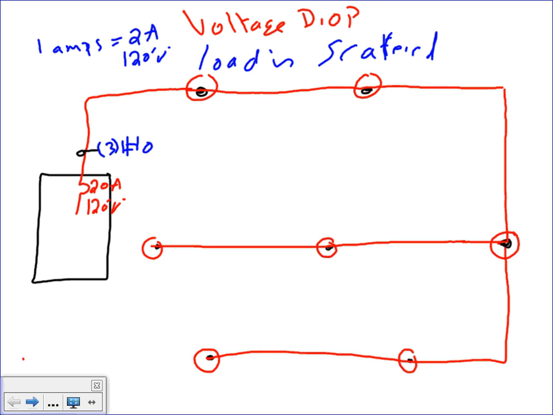Any question, guys? Okay, so let's establish right at this point. There's 2 amps here. Right at this point, there's 2 amps here. Right at this point, there's 2 amps here. There's 2 amps here, 2 amps here, and 2 amps here.